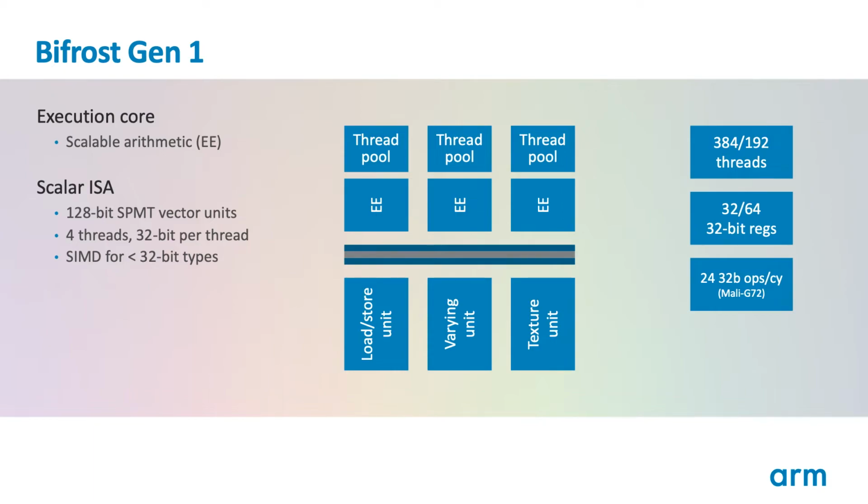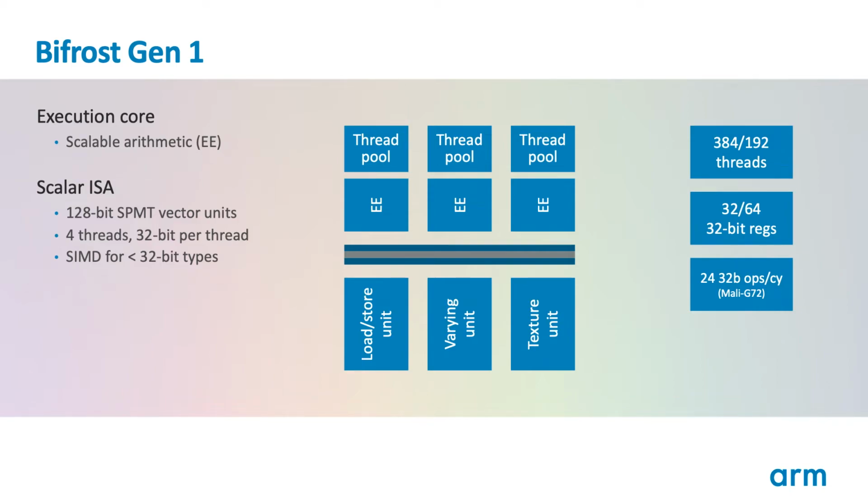In this design, Mali moves away from SIMD vector instructions towards a scalar instruction set, and packing multiple threads together in SPMT, single program multiple threads, warps. Warps are 4 wide, with each seeing a 32-bit data path for either scalar 32-bit operations, vector 2 16-bit operations, or vector 4 8-bit operations.